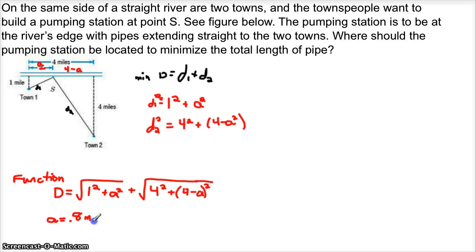So reread the question and see what they actually need, because sometimes they might want the distance, like how much pipe they need, in which case we'd take the 0.8 and plug it back into this function. In this case it's not asking that, I believe. It just says where should the pumping station be located to minimize the total length of pipe. So all I need to say is I'm going to locate it 0.8 miles from where town 1 is. That's not the diagonal distance. That's this distance here, the horizontal distance from where town 1 is.